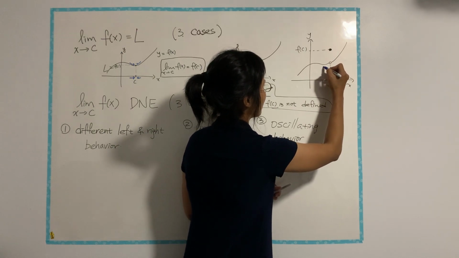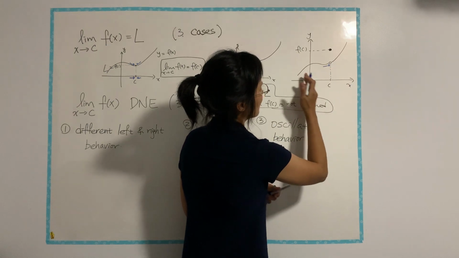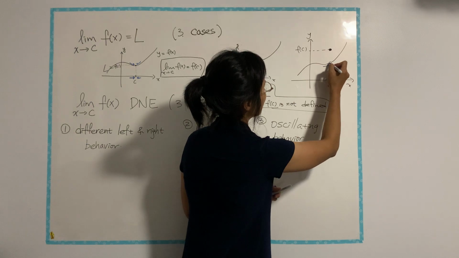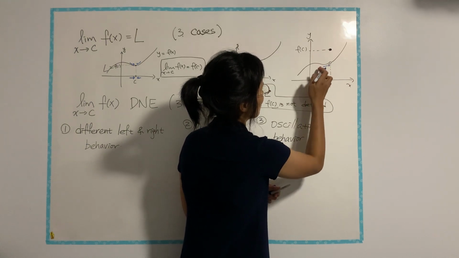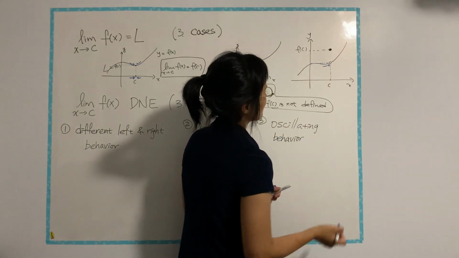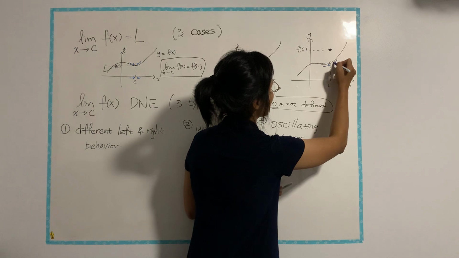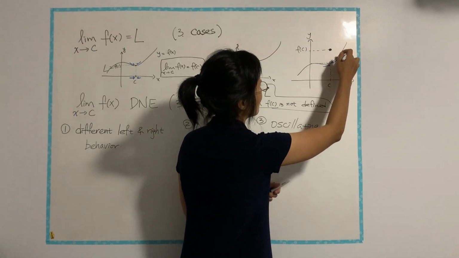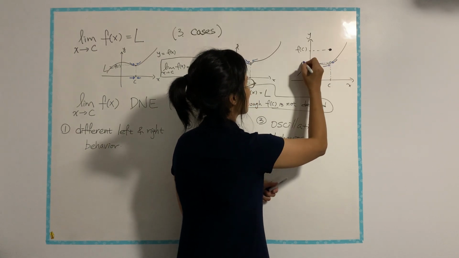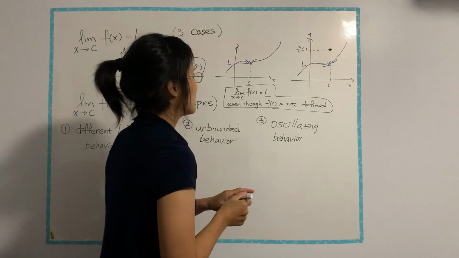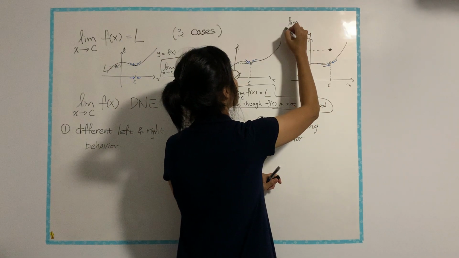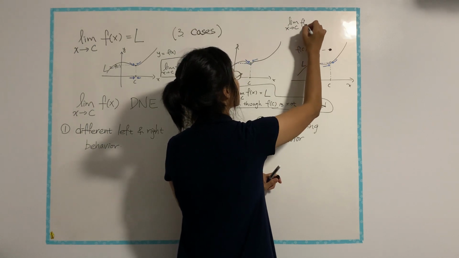When x travels from the left-hand side approaching c, f of x goes to this value, the height where the empty dot is. And when x approaches c from the right, you can see the function value drops down to where this empty circle is. Suppose this value is L, then we have the limit exists.